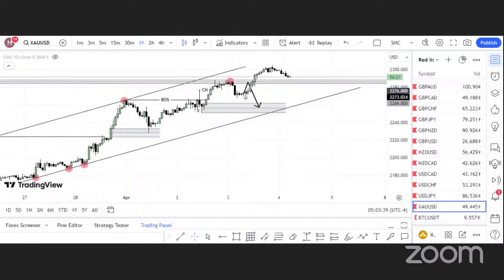You can just maybe go check your trade once in a while, maybe once in an hour, to see how your trade is going.